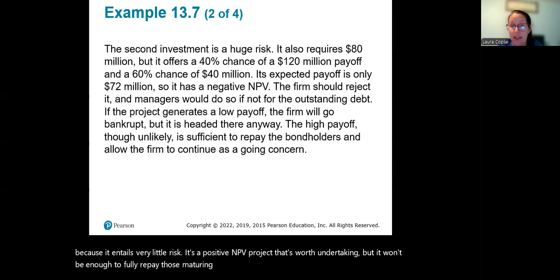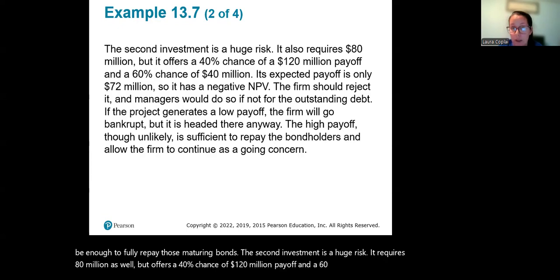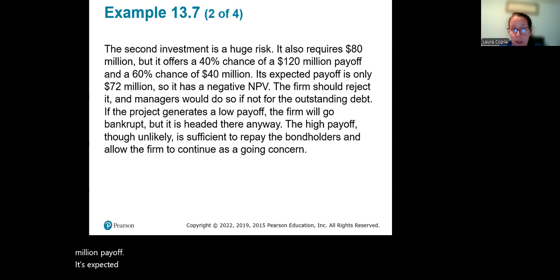The second investment is a huge risk. It requires 80 million as well, but offers a 40% chance of a $120 million payoff and a 60% chance of a 40 million payoff. Its expected payoff is only 72 million, so it's got a negative NPV. The firm really should reject it, and the managers would do so if not for the outstanding debt.